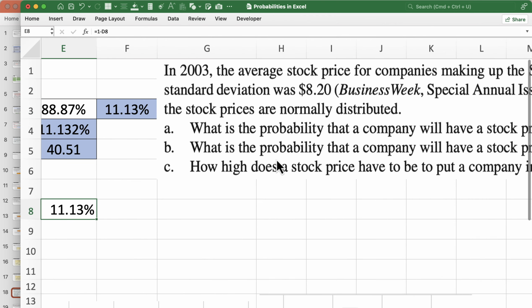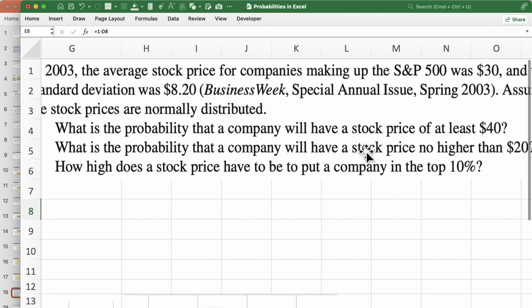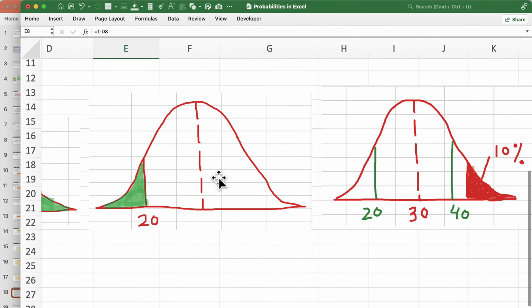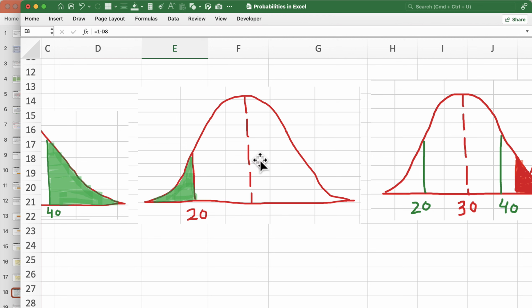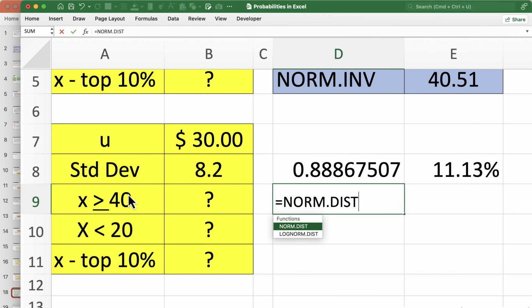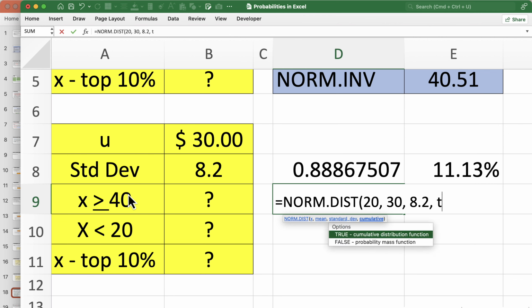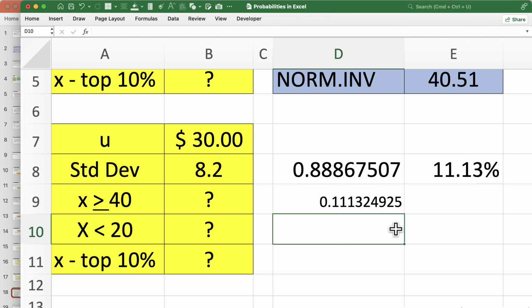The next question is, what's the probability that a company will have a stock price no higher than 20? The figure will be like this one. This is our bell curve and this is 20. It says no higher than 20, which means less than 20. So what's the probability that this will be the stock price? NORM.DIST, and x is 20, mean is 30, standard deviation is 8.2, and cumulative is true. And that gives us a probability of 0.1113. In other words, it's 11.13%. We can convert it into percentage.